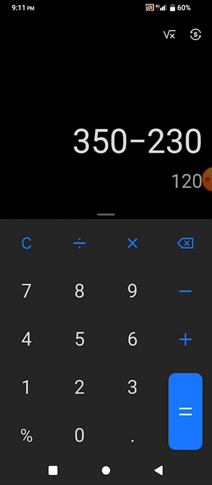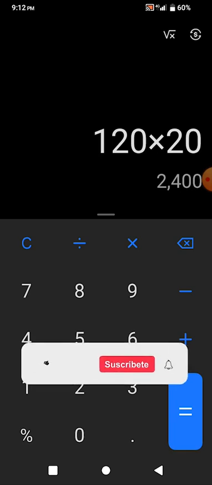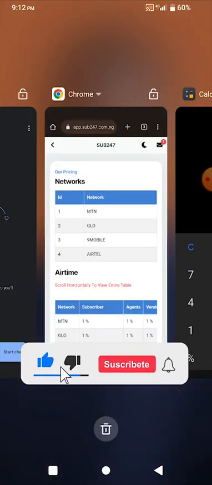Now imagine you're able to sell like 20 gig a day. Multiply 120 times 20 gig, that's around 2,400 naira pure profit. And the good thing about it is that you don't need any startup capital to start this business. You don't need any money to start this business. If you don't have money to start it up, there's no problem. You will start this business without any capital. Understand? Now let's go back to the portal.